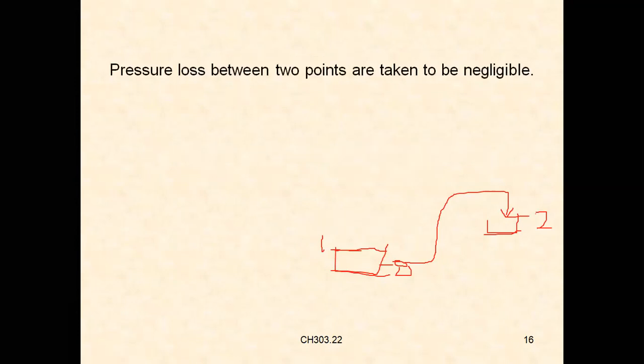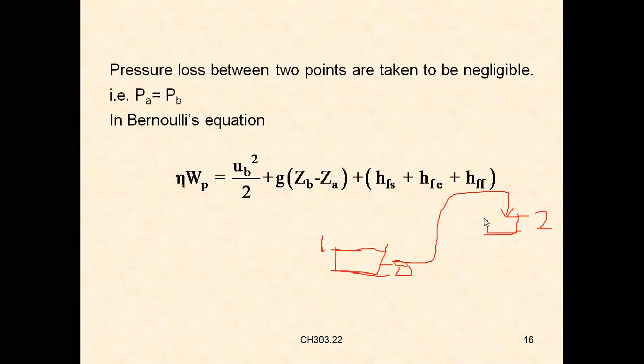So pressure loss between two stations is taken to be negligible. That is, these two stations are open to atmosphere. Then the pressure drops can get cancelled. That is, PA is equal to PB. In Bernoulli's equation, if we substitute all this, PA and PB will get cancelled. UA will be equal to 0 as it is at the surface of the tank.